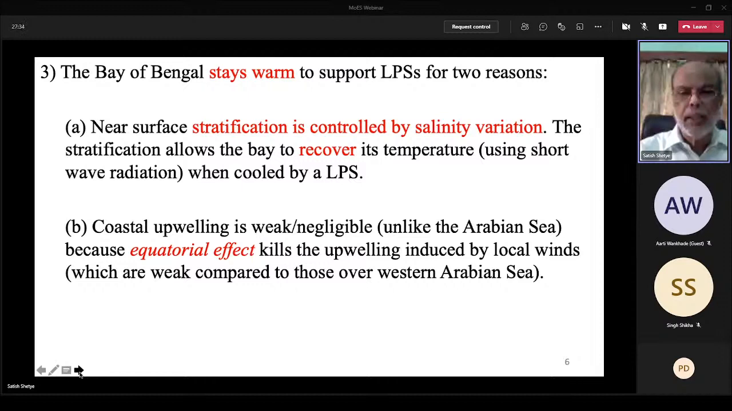The second one, perhaps not so well recognized or studied, is that coastal upwelling is weak. But it is weak for two reasons. One is that the winds over the Bay of Bengal are certainly weaker than what exists over the Arabian Sea. But there is also an awareness that there are equatorial effects which enter the Bay of Bengal from the equator, and they tend to kill the upwelling induced by local winds, say along the western boundary of the bay or the east coast of India. This is an important point that I will be talking about.